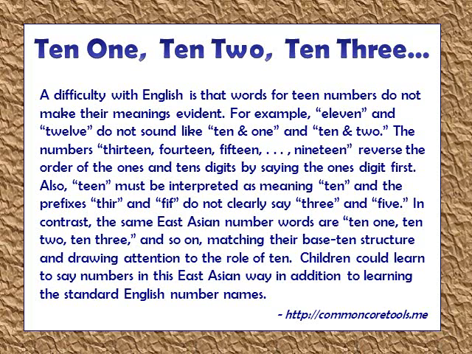It says, a difficulty with English is that the words for teen numbers do not make their meanings evident. For example, the numbers 11 and 12 don't sound like 10 and 1 or 10 and 2. The numbers 13, 14, 15, all the way through 19, they reverse the digits or the order of the 1s and 10s digits by saying the 1s first. Also, teen must be interpreted by meaning 10, and the prefixes thir and fif do not clearly say 3 and 5.